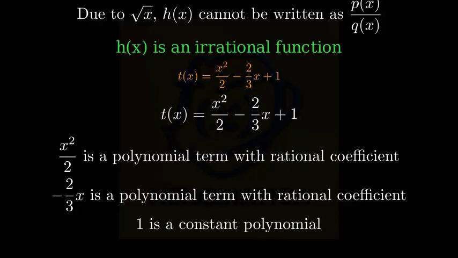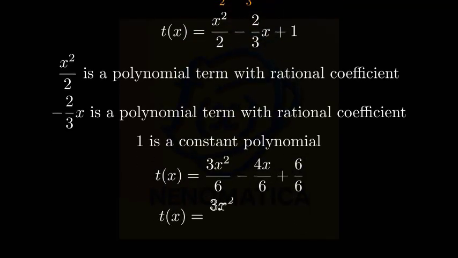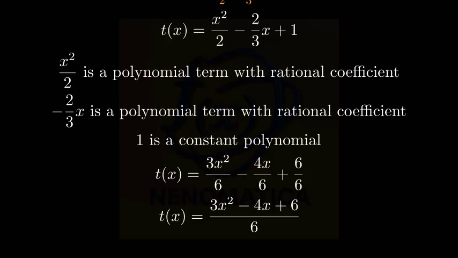Let's rewrite this by finding a common denominator to see it more clearly. T of x equals 3x squared over 6 minus 4x over 6 plus 6 over 6, which simplifies to T of x equals 3x squared minus 4x plus 6 over 6. As we can see, T of x is expressed as a quotient of two polynomials. The numerator is 3x squared minus 4x plus 6, and the denominator is 6. Therefore, T of x is a rational function.